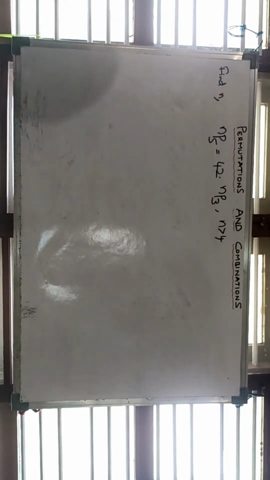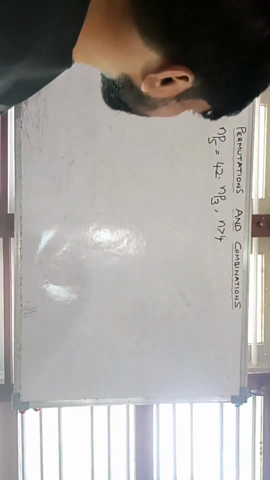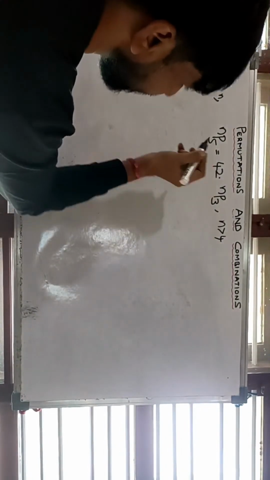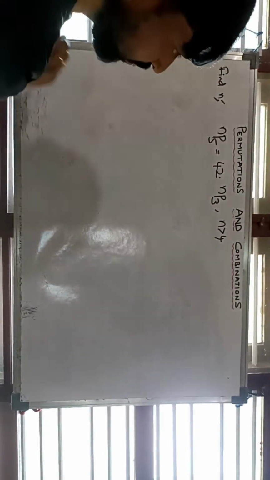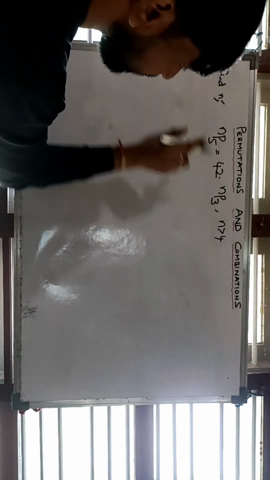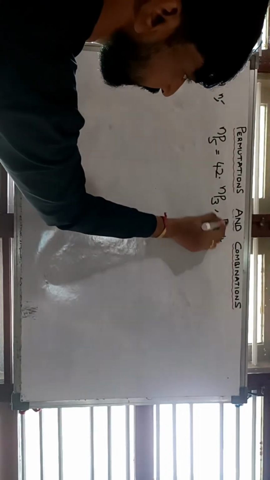This is the question. So nP5 equal to 42 times nP3 they're given. So what is the value of n? Find the value of n is the question. So nP5 equal to 42 times nP3 is given. You are going to consider the n greater than 4 case.